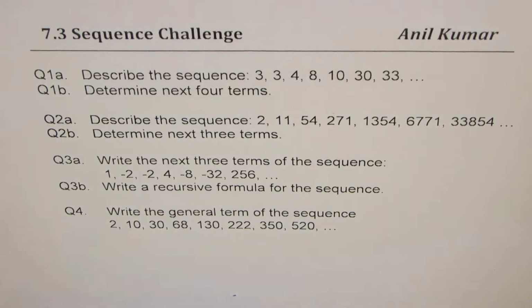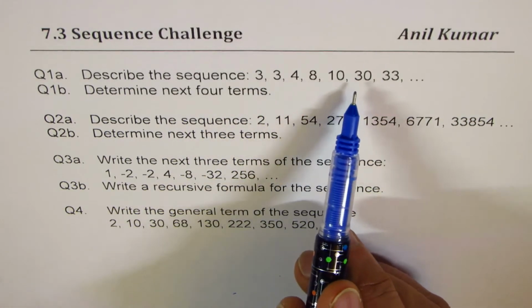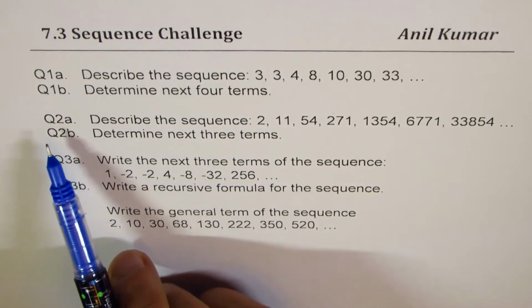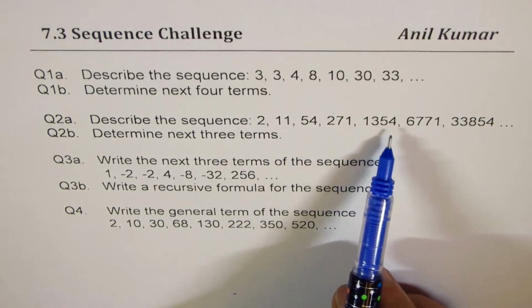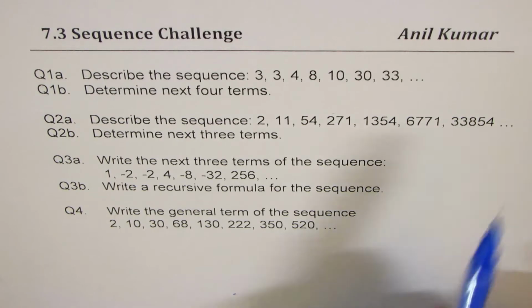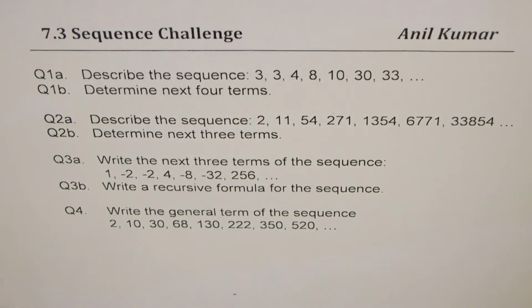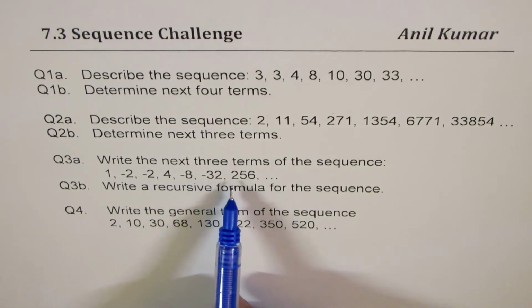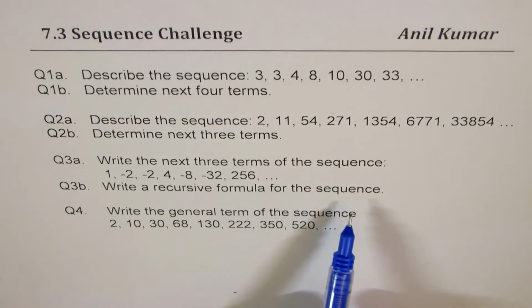That's very clear. Question number 1A is, describe the sequence 3, 3, 4, 8, 10, 30, 33. Determine next 4 terms. Perfect. 2A. Describe the sequence 2, 11, 54, 271, 1354, 6771, 33854, and so on. Determine the next 3 terms. Now question number 3 is, write the next 3 terms of the sequence 1, minus 2, minus 2, 4, minus 8, minus 32, 256. Part B is, write a recursive formula for the sequence, right?